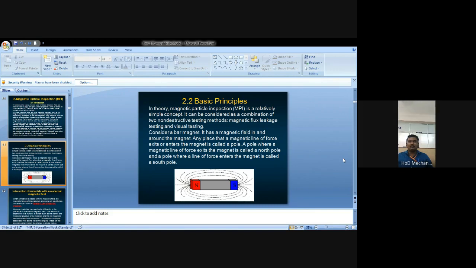According to the law of magnetic principle, opposite poles will be attracted to each other, and the same poles will repel each other. So that is the basic principle of a magnet.